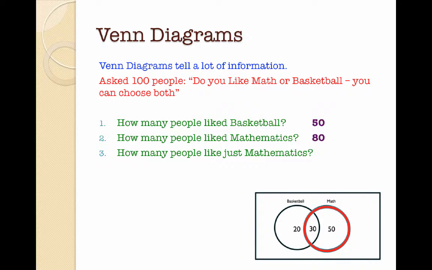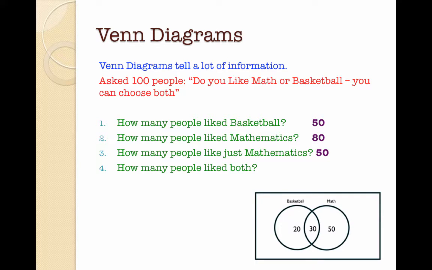How many people like just mathematics? Well, we can look at this circle that represents all of mathematics, and then there's this little circle that represents both. Now, these people that like both don't like just mathematics. So we're only looking for the 50 in this answer. So 50 is the number of people that just like mathematics.